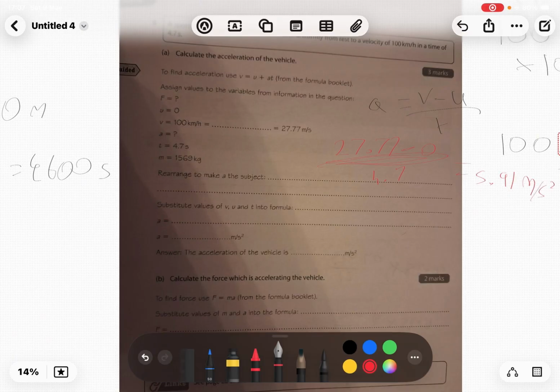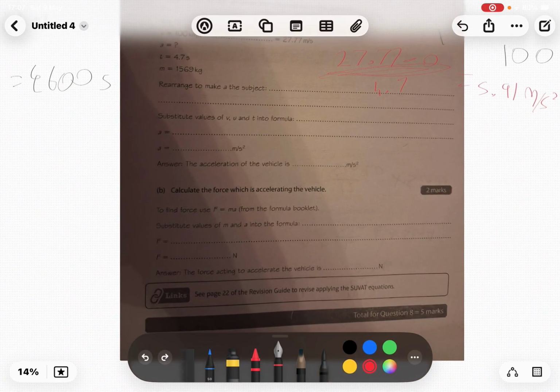For acceleration it's squared, don't forget. The reason it's squared is because over here we have a second, and over here we have a second. So 2 seconds times each other, like second squared. So that's how we get the squared. And then B.